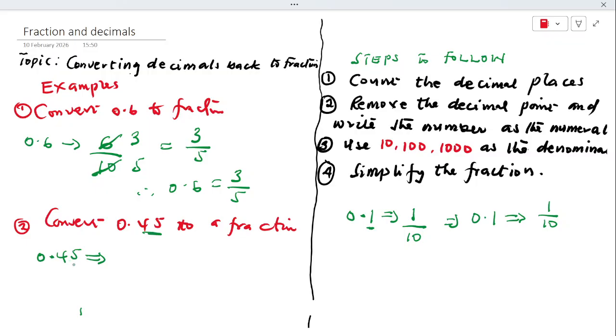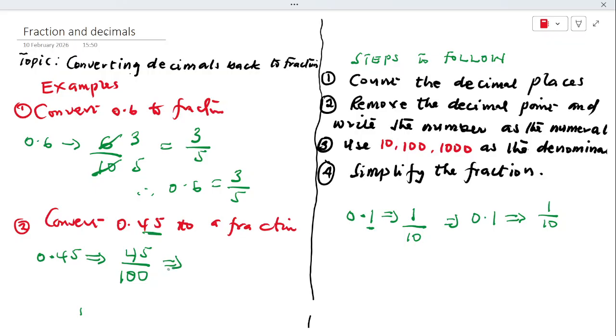Then you write the number as the numerator. So we have the number, which is 45. You write it as a numerator. And because it has 2 decimal places, the denominator will be what? 100. And this 100 is the denominator. Remember, 2 decimal places means 100, or 2 zeros attached to the 1. 3 decimal places means 3 zeros attached to the 1. 1 decimal place means 1 zero attached to the 1 as the denominator.